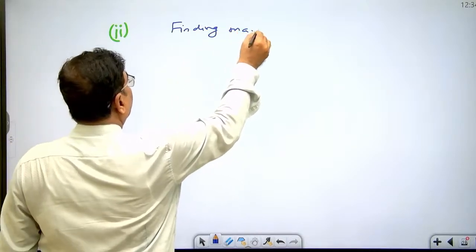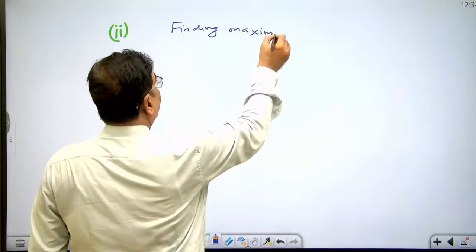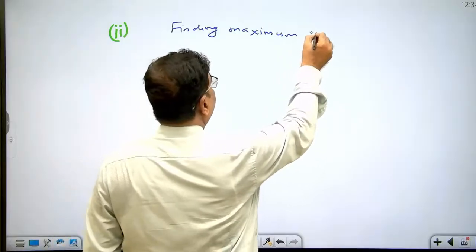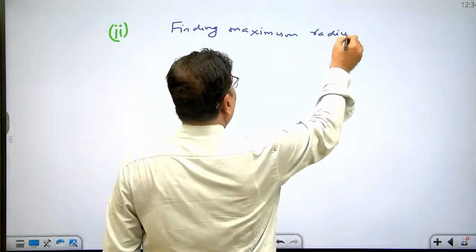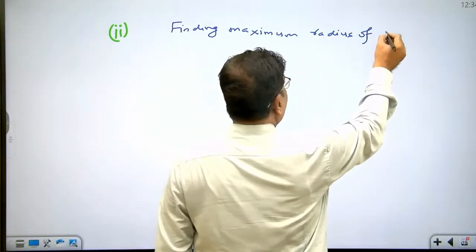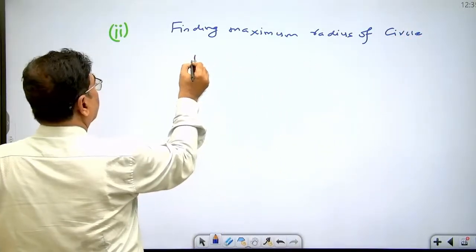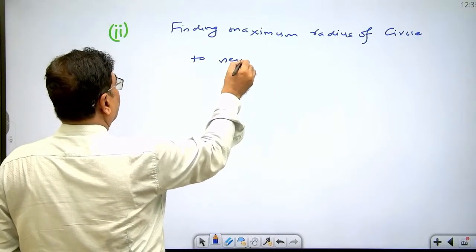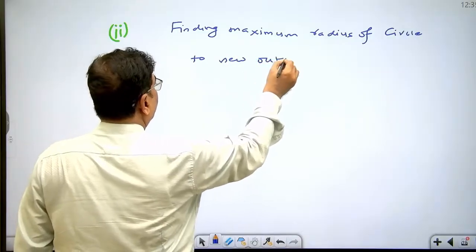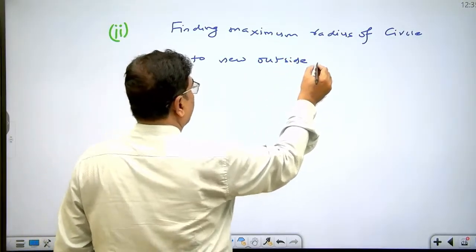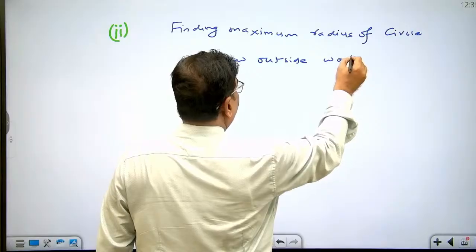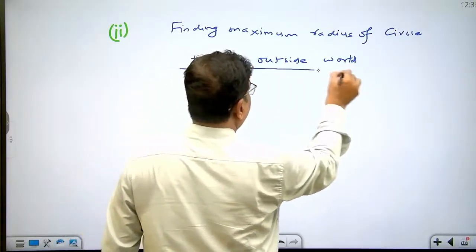Finding maximum radius of circle to view outside world by a fish from a denser medium.